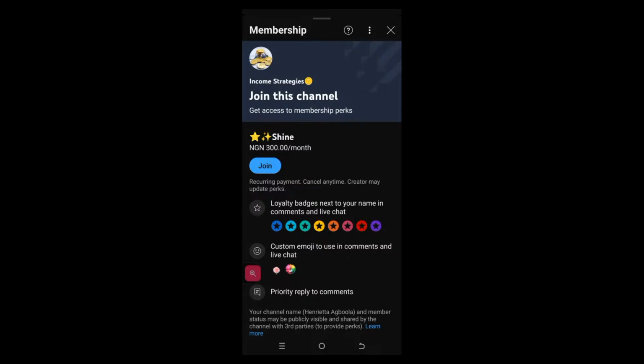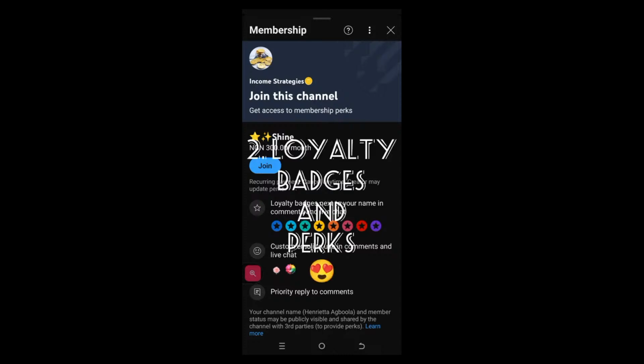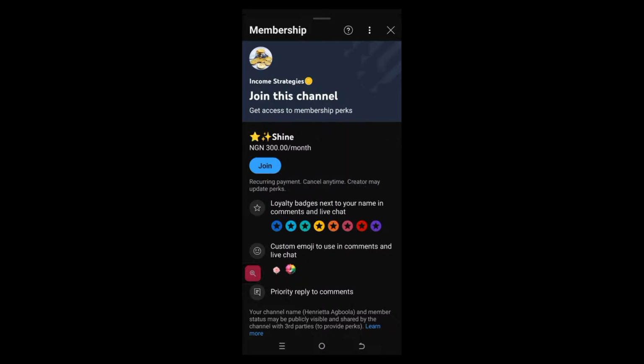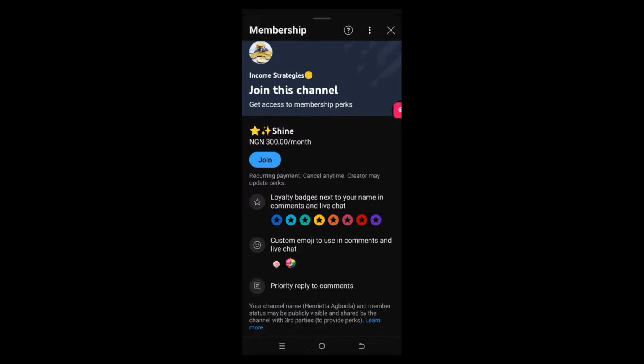Then, of course, you're going to get what we call loyalty badges. You're going to be different. You're going to stand out while you're commenting, or maybe in the live. People will definitely get to know that you are a member of this channel. You're also going to get custom emojis that you can use in your comments, and you'll get priority replies to your comments. The whole idea is that we want to give you something that you would value.